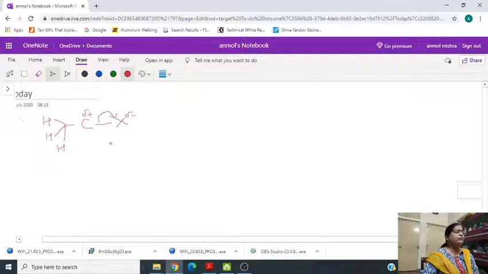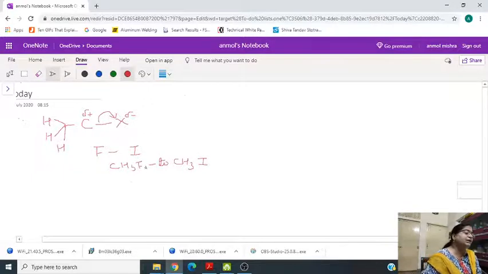Now, as we move from fluorine to iodine, the size of the halogen atom increases, due to which the bond length increases from CH3F to CH3I. When the bond length increases, the bond dissociation energy decreases, and that is why among alkyl halides, alkyl iodides are more reactive.